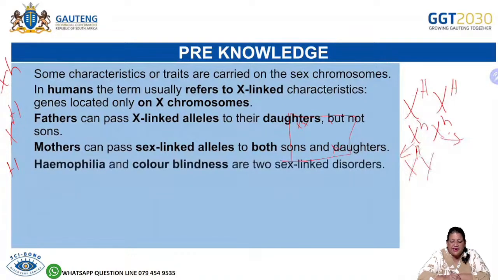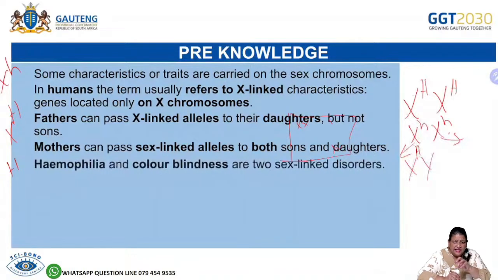Hemophilia and color blindness are the two sex-linked disorders that you know about in our syllabus. There may be other sex-linked disorders, but that's not in the syllabus, and that does not stop the examiner from putting other sex-linked diseases inside your exam paper. You must understand that a sex-linked disease is represented by an X chromosome to the power of a dominant allele or an X chromosome to the power of a recessive allele. They will indicate that in the paper, so you don't have to worry about it.